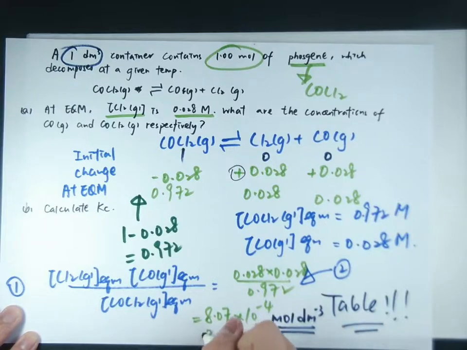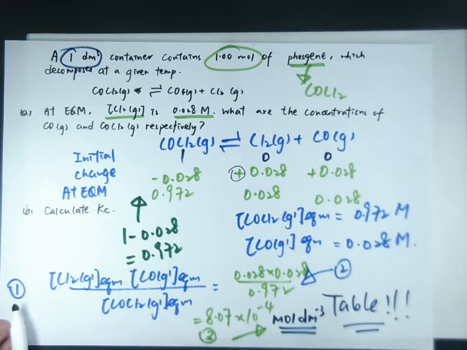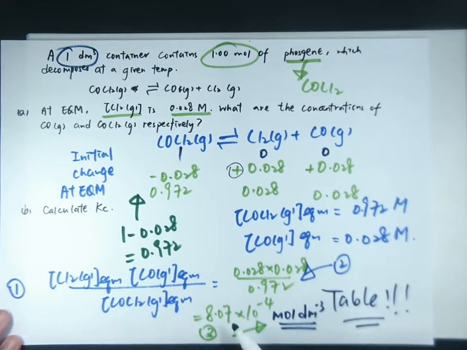Okay, so the first step, equilibrium expression. Second step, you substitute the value to find out the numerical answer. And the third step, you calculate the unit. Okay, so that's it for this question.